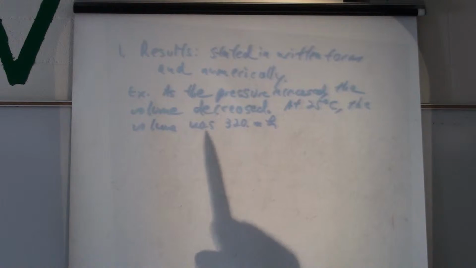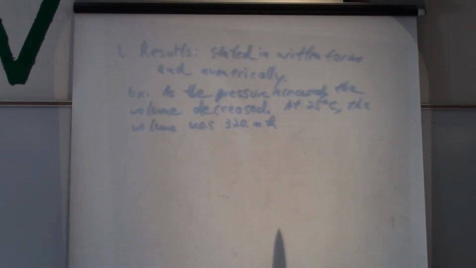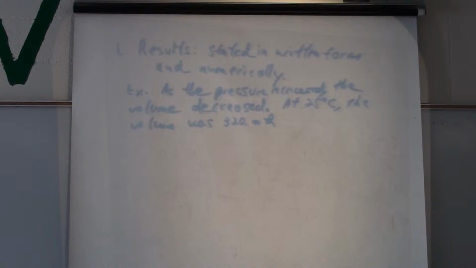So you should be stating both in words and numerically your results, the important results. Don't tell me every little nitpicking fact, okay? Don't tell me 5 pennies weighed 8 grams, 10 pennies weighed 12 grams, 15 pennies weighed 14 grams, 20 pennies weighed 13 grams. You know, that's your data, okay? You want the overall result of what you found.